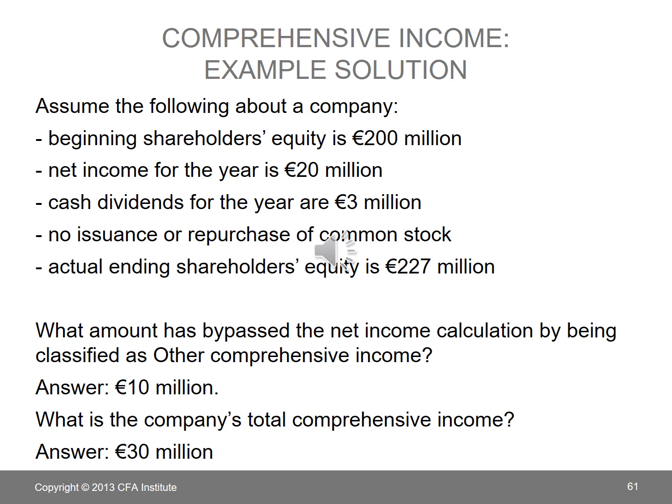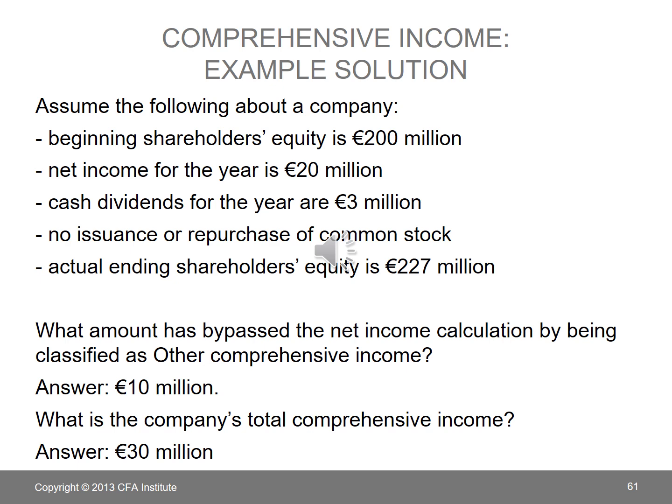So to answer the first part, what amount has bypassed the net income calculation by being classified as other comprehensive income? To figure out the answer here, we need to first look at the total change in equity. We find this from the difference between the beginning shareholders' equity, which was 200 million, and the actual ending shareholders' equity, which was 227 million. So the difference in this case is 27 million. Then we look at the change in common stock, which was 0, because we were told in the question that there was no issuance or repurchase of any common stocks during the period.